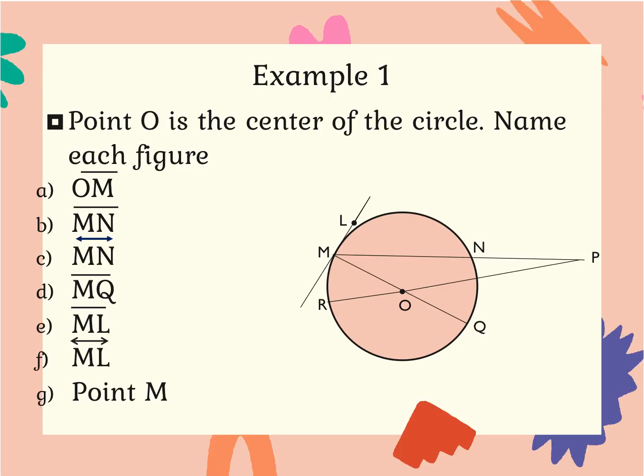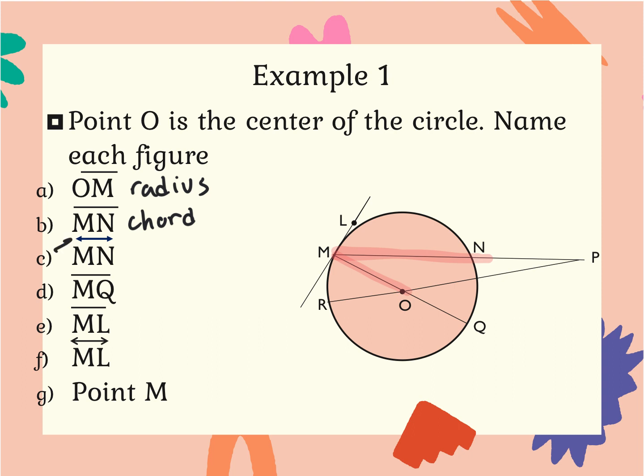Point O is the center of the circle, and they want us to name each figure. Now, it is important that they stated that O is the center, because that means that we can go based on the center to realize what each thing is. Now, OM is right here. That is from the center to the edge, so that's the radius because it touches the center, but it's only half. MN is this whole segment right here, and it stops right at the edge. I just accidentally drew it a little longer, so that's going to be a chord.